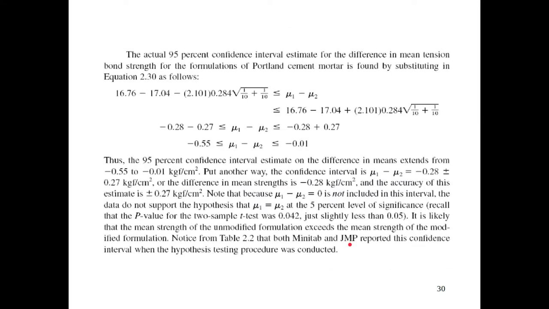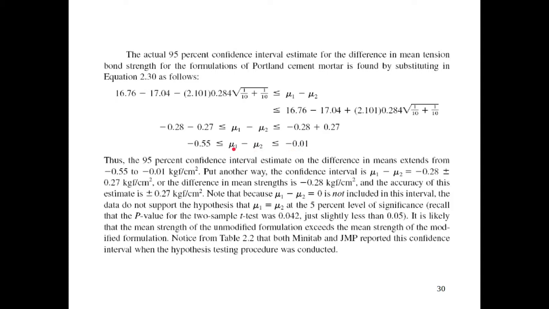So if you plug in all the values for our problem, the actual 95% confidence interval estimate for the difference in mean tension bond strength for the formulations of Portland cement mortar can be found by plugging in those respective values. So the difference in tension bond strength between the two groups lies between minus 0.55 and minus 0.01. And you will notice that 0 is not included in this interval. Both the lower bound and the upper bound are negative. Zero is not included, and that's true because the difference is significant.